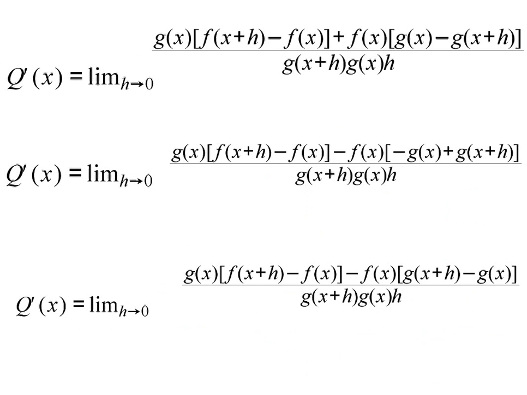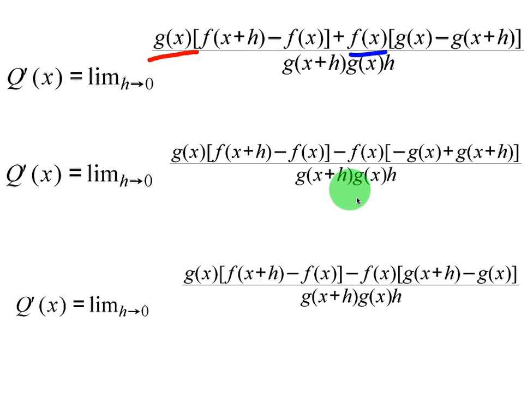So we're going to pull that g of x out of the first two terms, and we're going to pull that f of x out of the second two. And now we can start to see it begins to look like the definition of the derivative. This looks like the top of the derivative, f of x plus h minus f of x, and this also looks like the top.